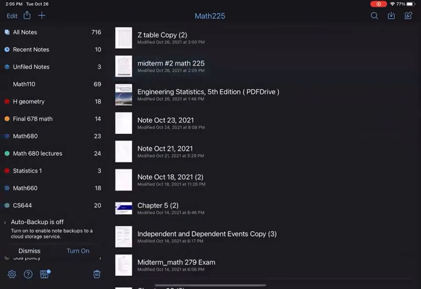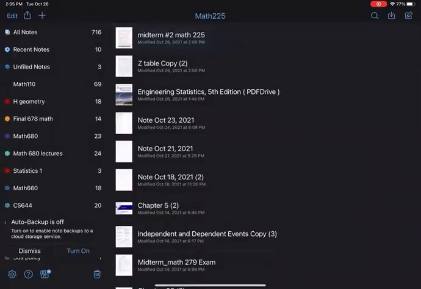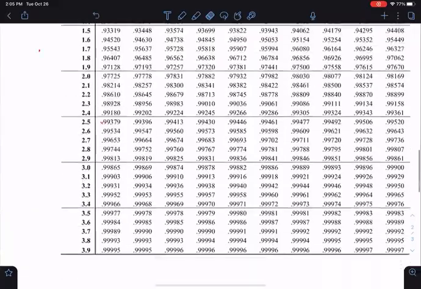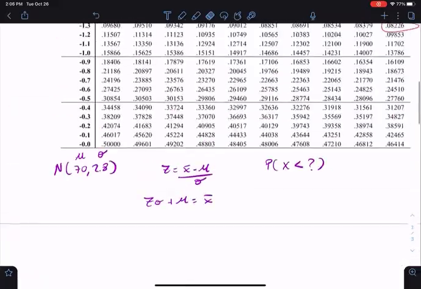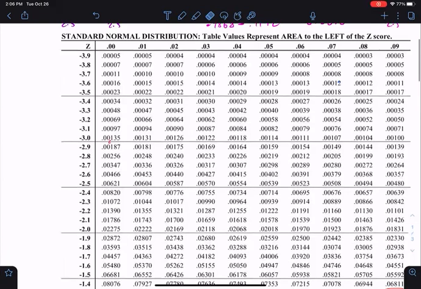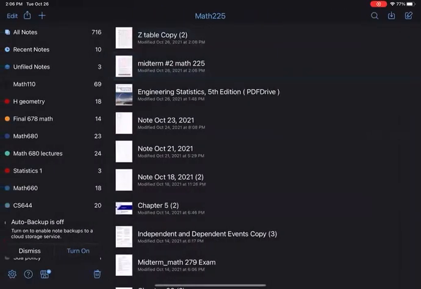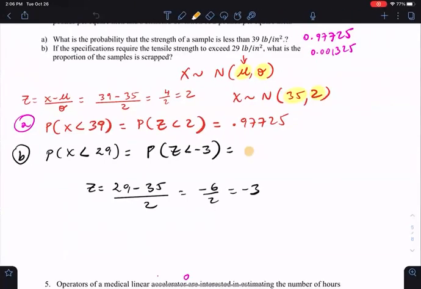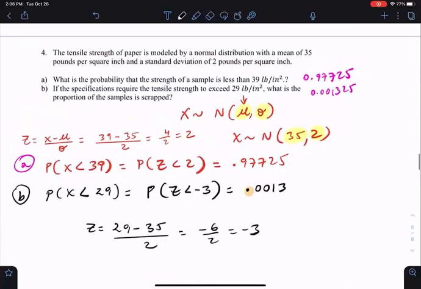I will give you this table on the test. Okay, -3, here. So this is the area, this one right here, at -3: 0.0013. Done. That's it. You're done. Absolutely done. That's all you have to do. Okay, next question, 5.